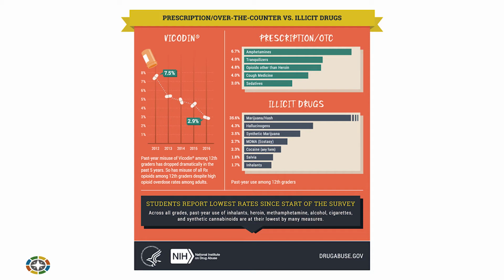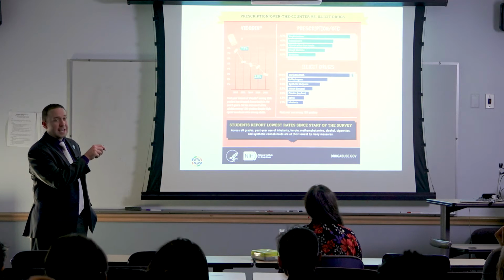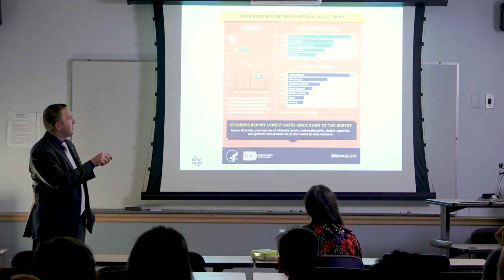So I'm going to get into some epidemiology now. We know among 12th graders who are housed, because this is from the Monitoring the Future survey, a household survey by telephone, so it's kids that live in homes, that kids are reporting less and less use of Vicodin in particular between 2012 and 2016, from 7% to 3%.